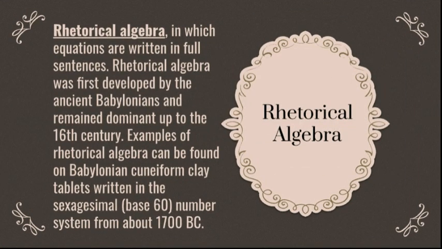Rhetorical algebra is the stage in which equations are written in full sentences. Rhetorical algebra was first developed by the ancient Babylonians and remained dominant up to the 16th century. Examples of rhetorical algebra can be found on Babylonian cuneiform clay tablets written in the sexagesimal-based 60-number system from about 1700 BC. Rhetorical algebra is the stage when algebra is written in full sentences without any use of mathematical symbols.